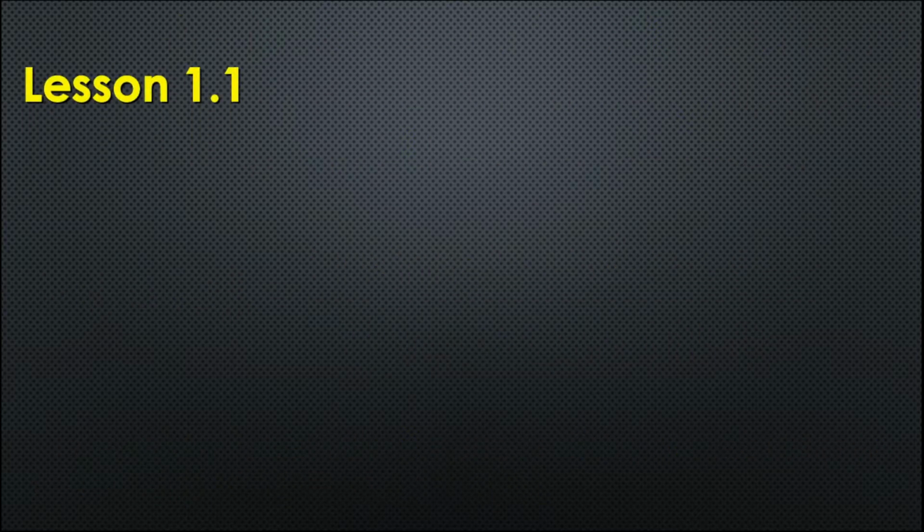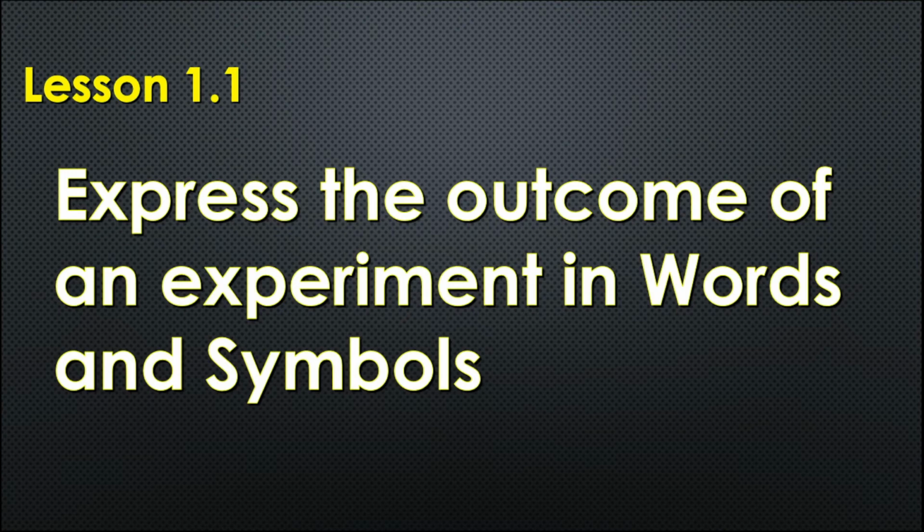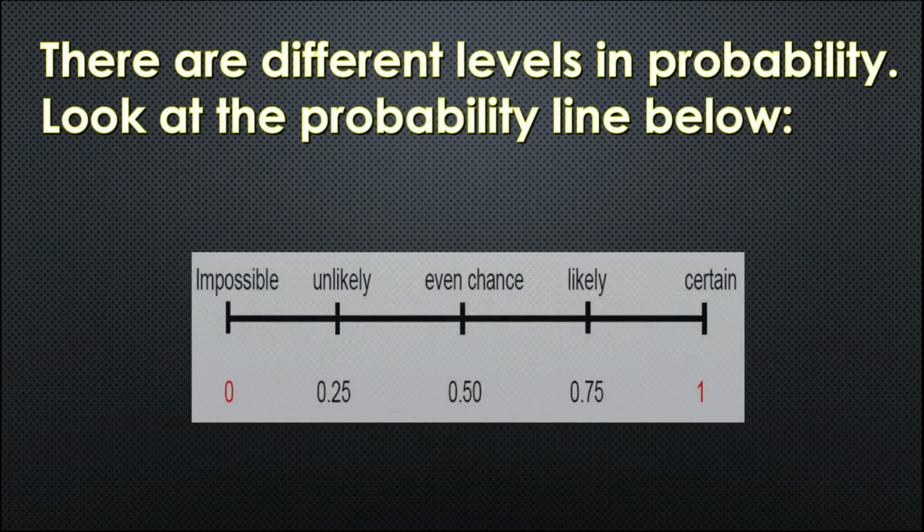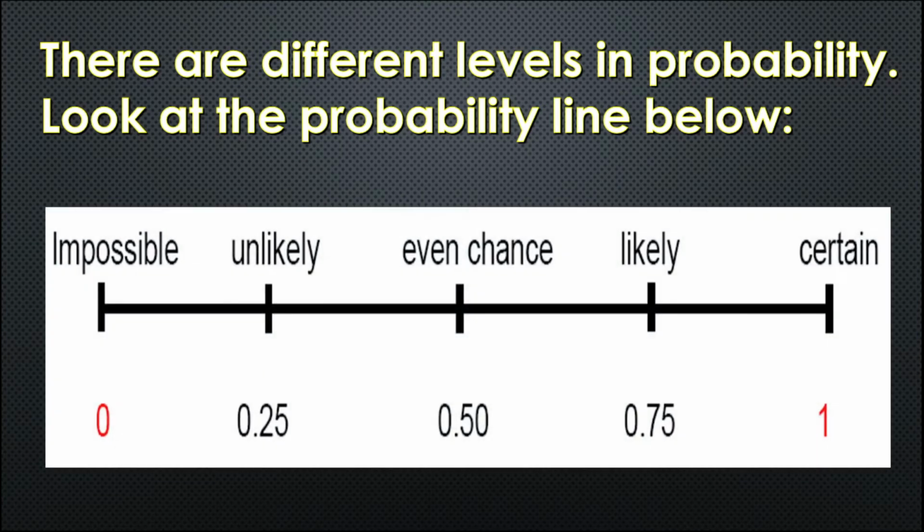Lesson 1.1. Express the outcome of an experiment in words and symbols. There are different levels in probability. Look at the probability line below.